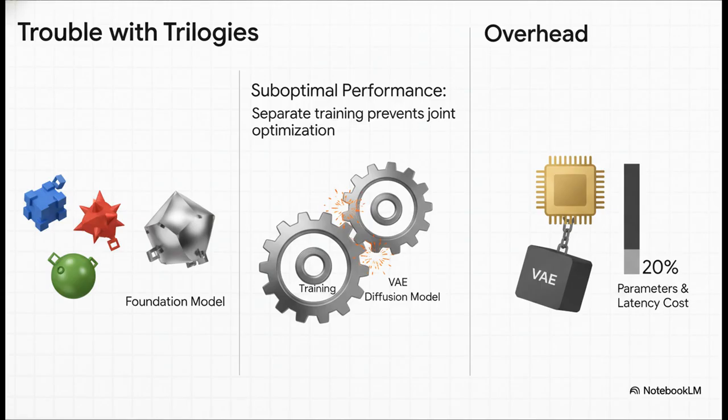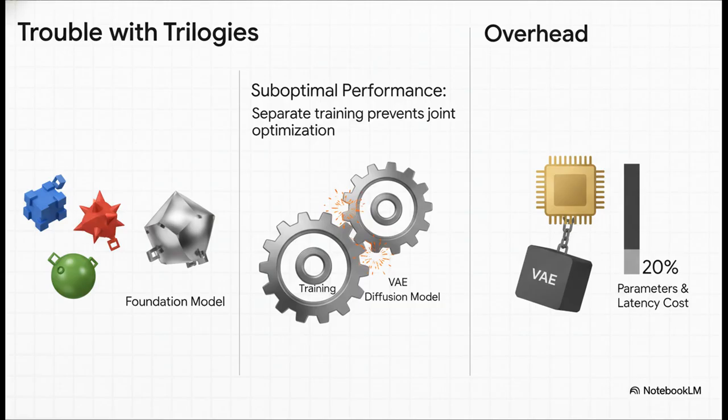Second, this separation actually hurts performance. The autoencoder part is trained to do one thing, compress and reconstruct images perfectly. But the diffusion model has a totally different goal, make cool new images. They're not working together. The autoencoder doesn't know what the diffusion model needs to be creative, and the diffusion model is just stuck with whatever it gets.